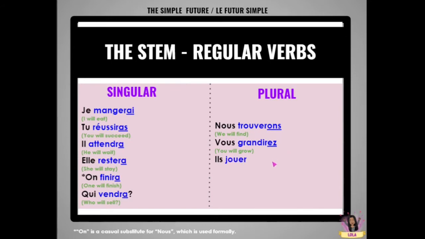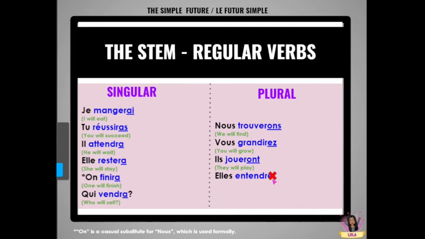Our next one is jouer, ils jouer. Now it's an ER verb, again, so we just leave it the way it is, and we're going to add the ending. The ending is going to be ont, therefore it's ils joueront. They will play. And finally, the last one, elles entendre. Again, it's with an RE.